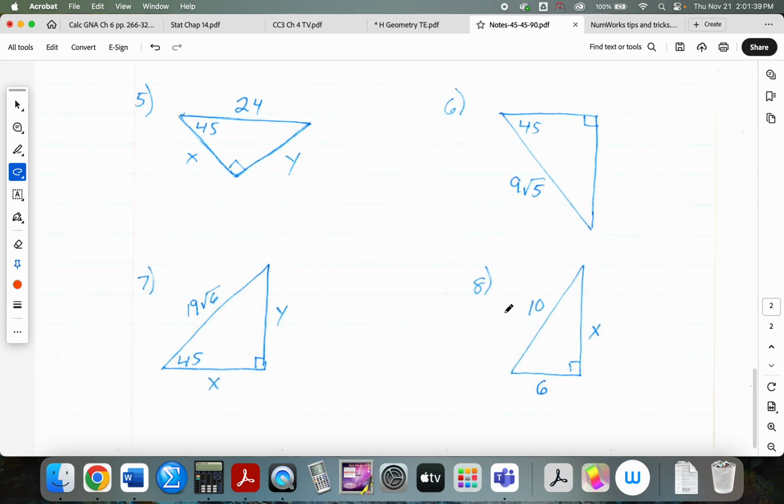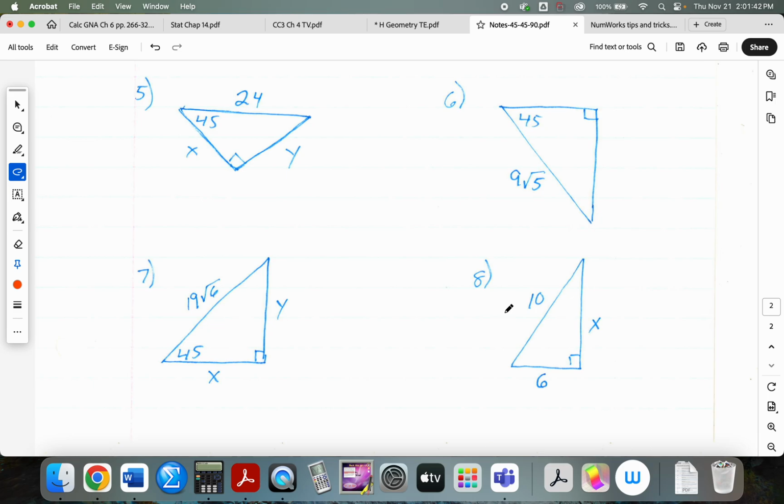All right, for number 5. Which side are we given? Are we given one of the legs or the hypotenuse? The hypotenuse, exactly right. So if we've got the big part, we're getting something smaller, we're going to divide. We're going to divide by the square root of 2.